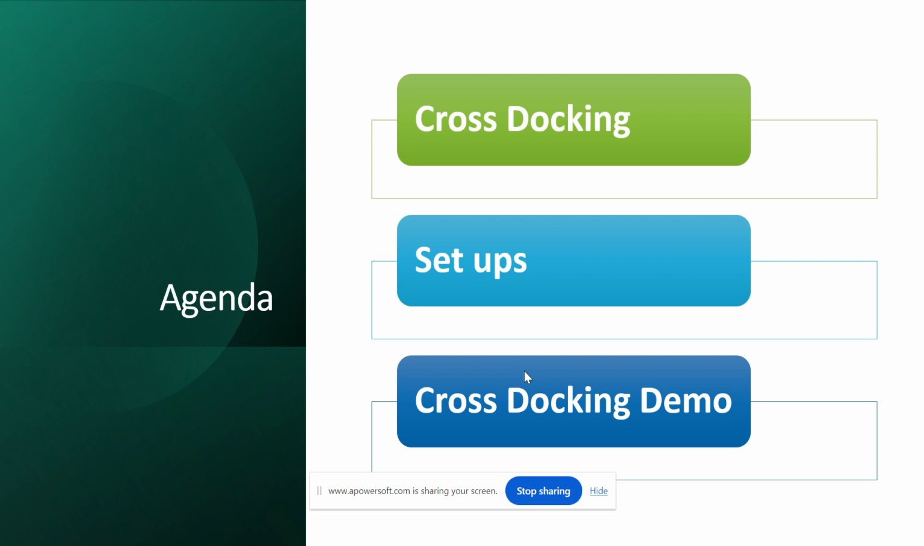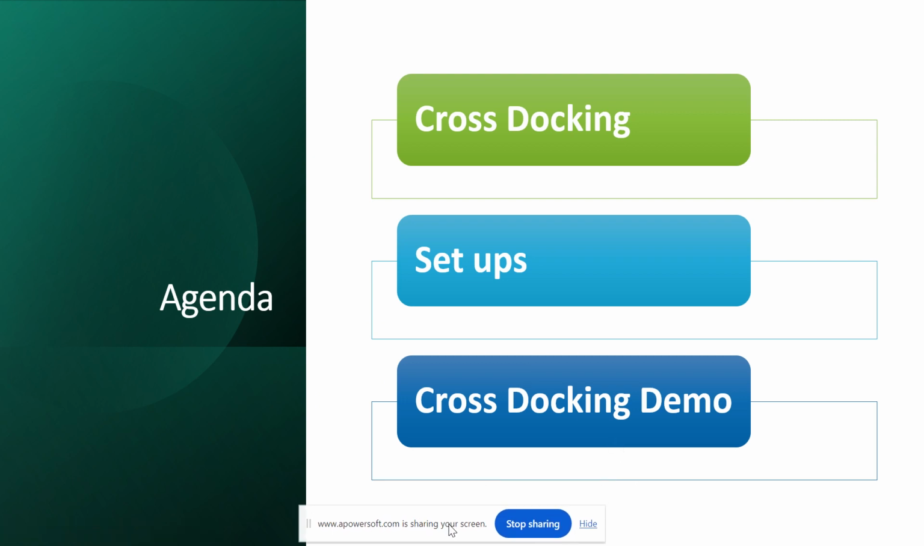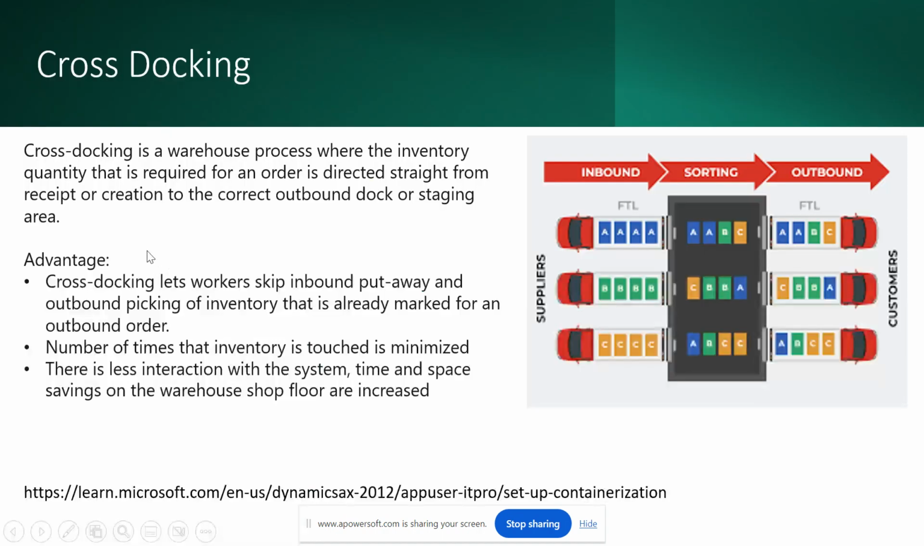So in today's episode, we will be covering what exactly cross docking is, why we need to do cross docking, and what are all the setups or configurations which are actually required in order to achieve the cross docking process, which has the inbound sorting and outbound operations. And we will quickly see a demo using a mobile application also, how to achieve this cross docking operation in D365, right? So first of all, let's try to understand what exactly cross docking is.